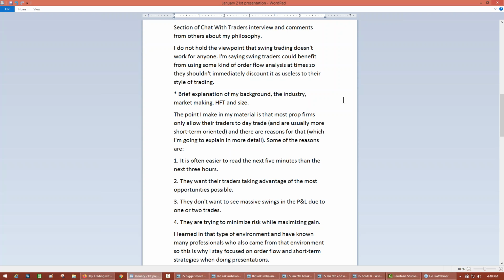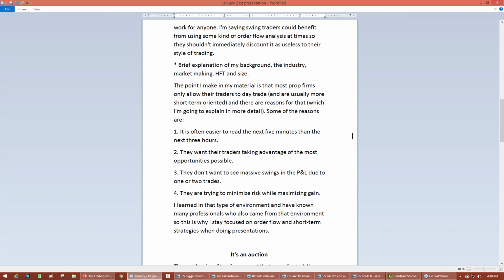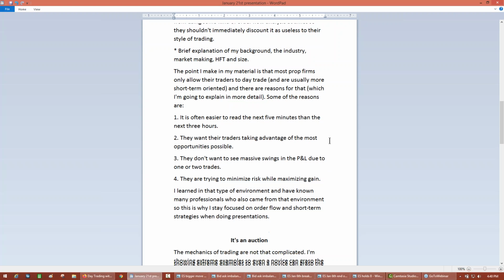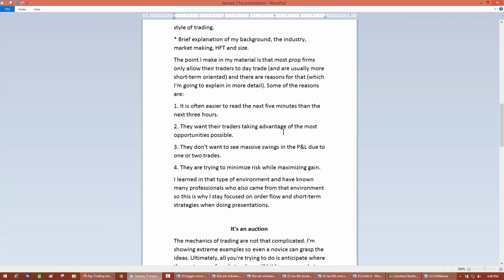If you go looking for a prop job, and I get a lot of questions about this, most prop firms, well, first off, nearly all of them put their traders immediately on the order book to place orders. But the reason they have their traders look at short-term situations, there's a few of them. One is that it's often easier to read the next 5 minutes, the next 3 hours, or 2 hours, or 5 hours, whatever. Two is they want their traders taking advantage of the most opportunities possible.